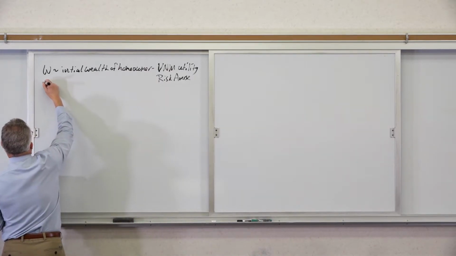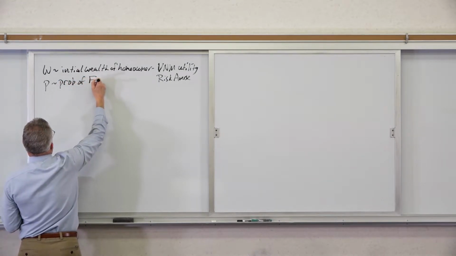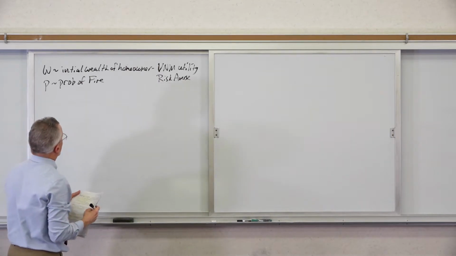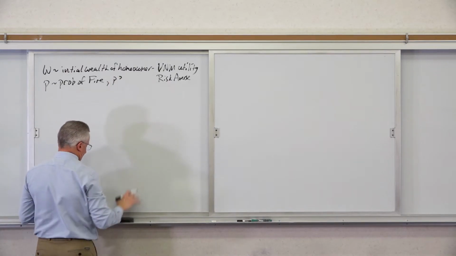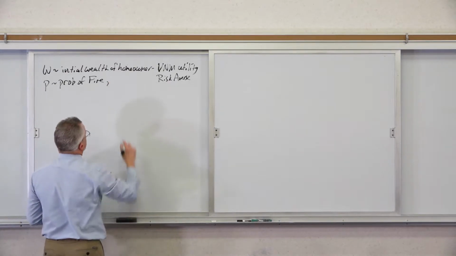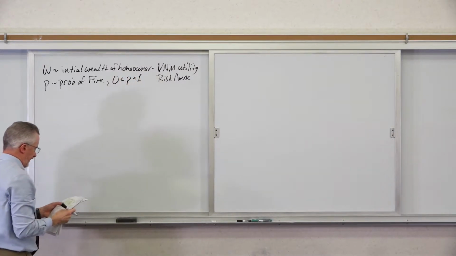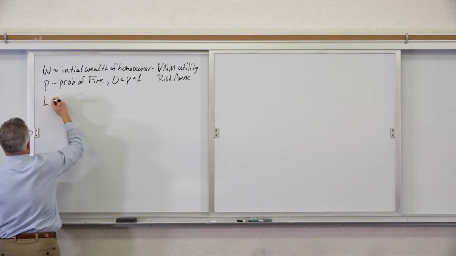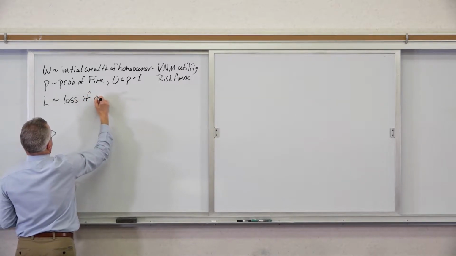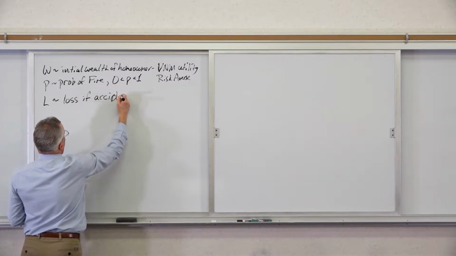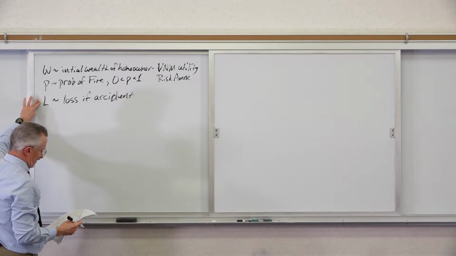Secondly, we'll have the probability of an accident. So we'll say the probability of a fire is simply P. And P is, of course, greater than 0 and less than 1. The amount of a loss, if there's an accident, is L. Loss if there's an accident. So the final wealth in that case would be W minus L.